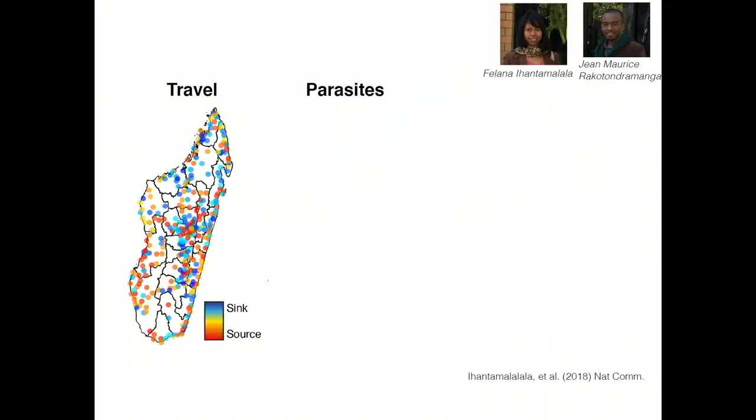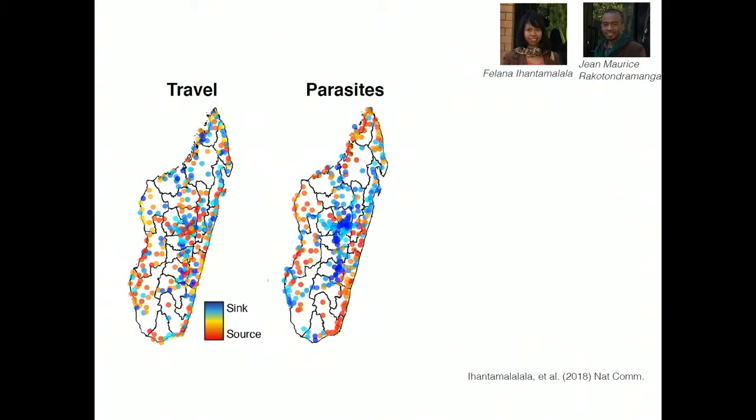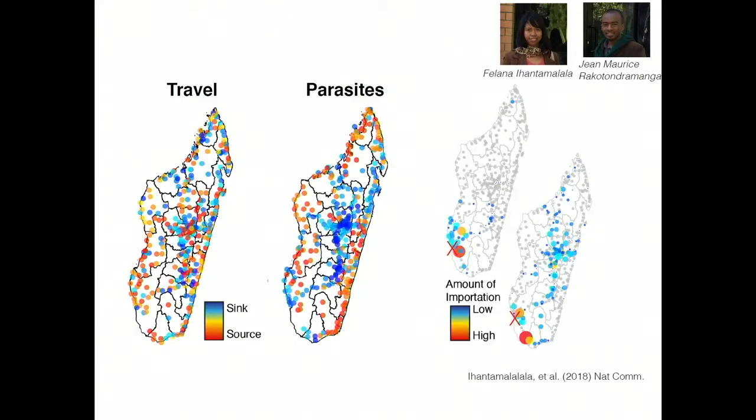So this is work from Madagascar, where we can look at where the sources and sinks of travel are, and where the sources and sinks of parasites are, and importantly, try to identify different places that maybe have the same sourciness, but are sending their parasites to lots of different places. So in terms of targeting interventions, you're going to have a different impact if you target different types of locations based off of the travel patterns and where those people are traveling from.